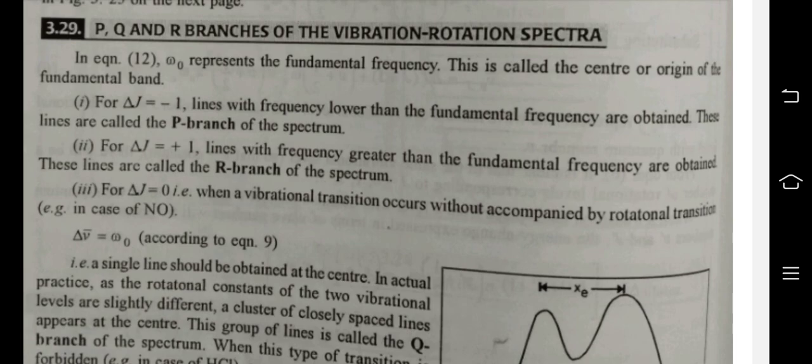First is for ΔJ = −1. Lines with frequency lower than the fundamental frequency are obtained. These lines are called the P branch of the spectrum. For ΔJ = +1, lines with frequency greater than the fundamental frequency are obtained. These lines are called the R branch of the spectrum.